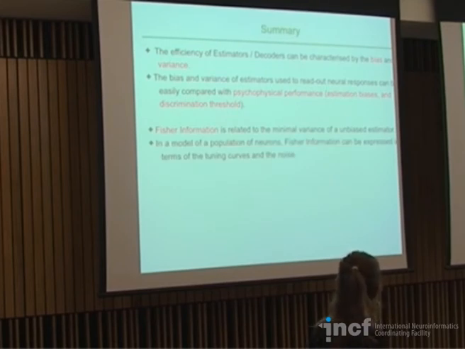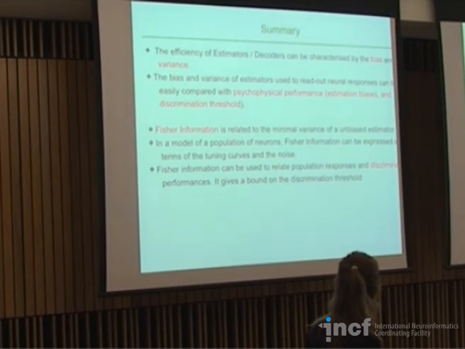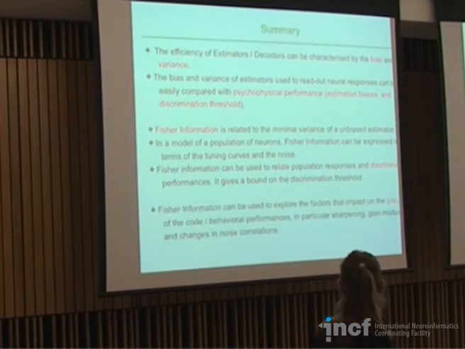So Fisher information is always expressed in terms of the tuning curve, and in particular the slope of the tuning curve and the noise. It can be used to get a bound on the discrimination threshold. It gives you the discrimination threshold that would be obtained if you had an optimal decoder. And so you can use it to explore the factors that impact the precision of the code, in particular the shape of a tuning curve, sharpening of a tuning curve, gain modulation. Also, a topic that is quite exciting now is whether or not the correlations are also changing and how it would impact the precision of the code.